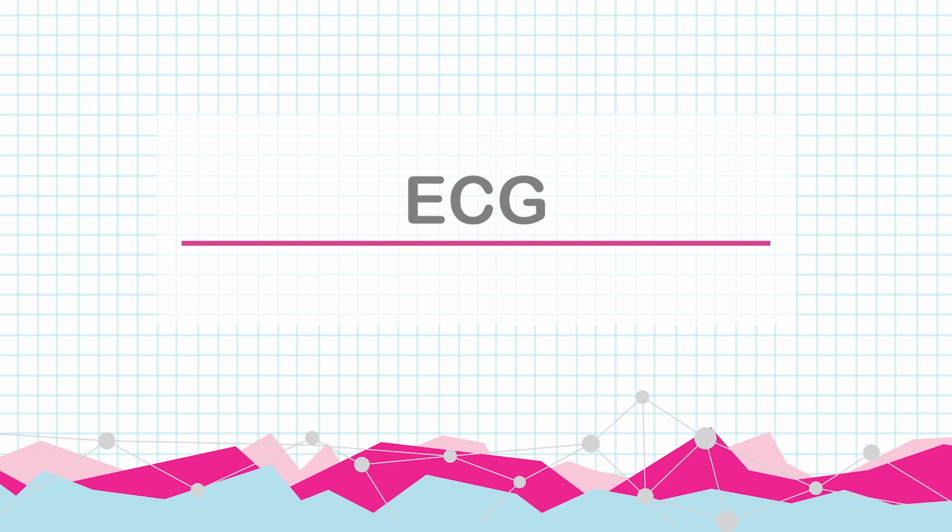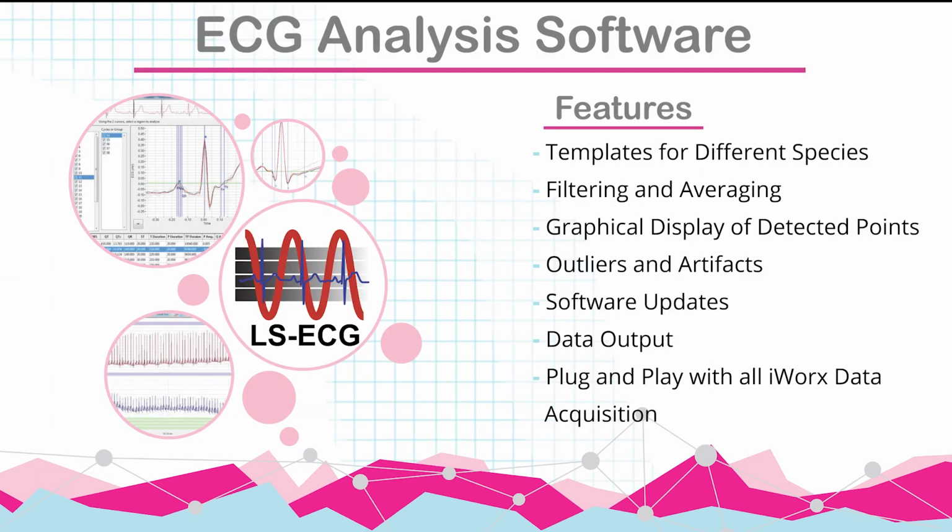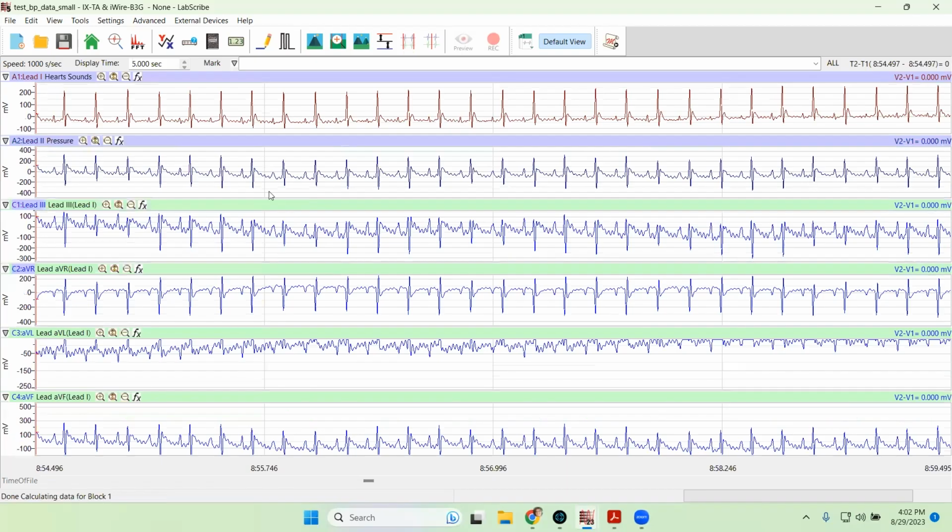Going into ECG, we can go right into the software itself. This trace is from a mouse. We are getting lead 1, lead 2. The software is deriving lead 3 and calculating AVR, AVL, and AVF. We are sampling at 1,000 samples per second, and we have 5 seconds across this display time right here.